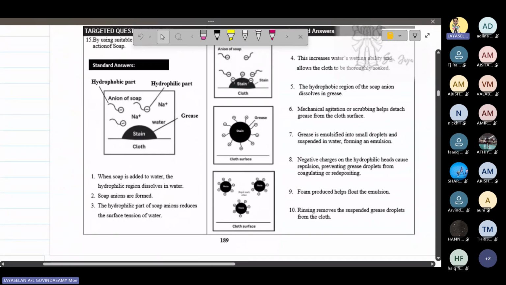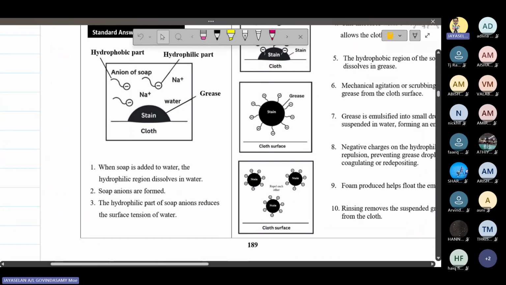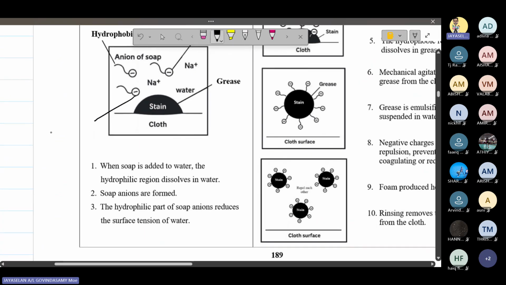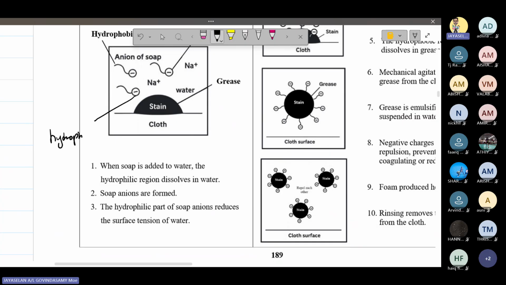So when soap is added to water, the hydrophilic region. What is hydrophilic? Hydrophilic is the head. This is called the hydrophilic region. The hydrophilic region will dissolve in the water. You get 1 mark. Anion of soap is formed. This head will reduce the surface tension of water. That means the water becomes soft. Why does the head reduce the surface tension of water? So that the cloth can increase the wetting ability of the soap.